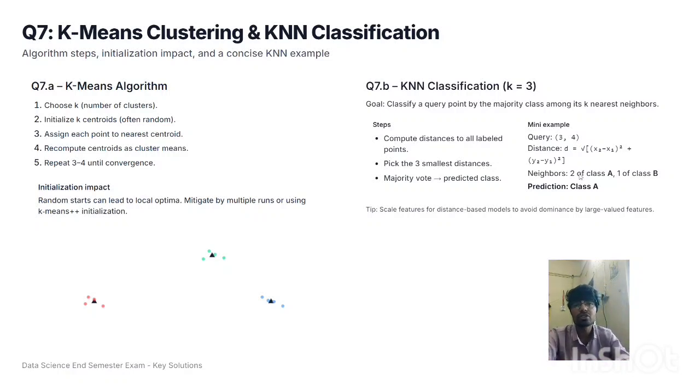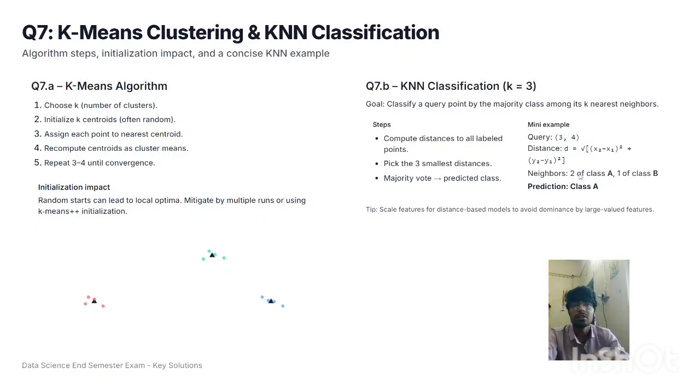So now go to question number 7, part B. Let's demonstrate KNN classification. Say we have 5 data points with coordinates and labels, and we want to classify a new query point at coordinate (3, 4) using k equals 3.